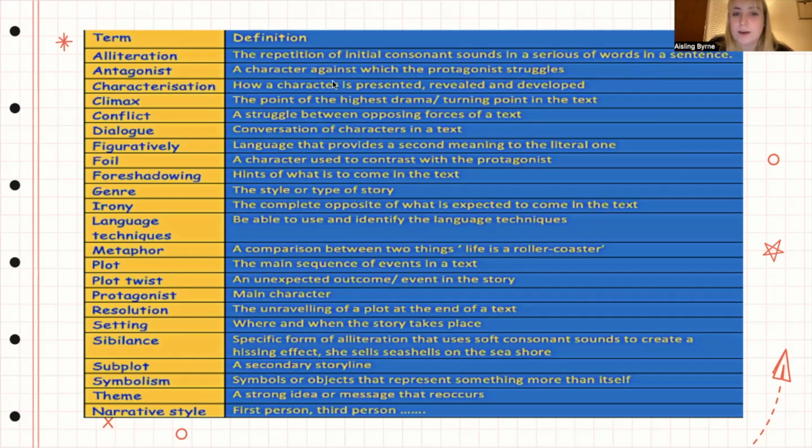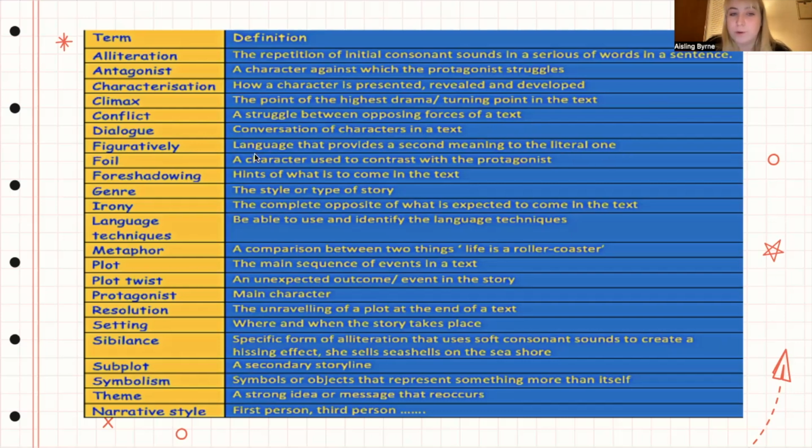Characterization: how a character is presented, revealed, and developed. The climax: the point of the highest drama or the turning point in a text. So like where it meets the very top, if you've ever seen that graph, which I have in this further as we get through this further. Conflict: a struggle between opposing forces in a text. Dialogue: conversations of characters in a text. So when characters are communicating with each other. Figurative language: language that provides a second meaning to the literal one.